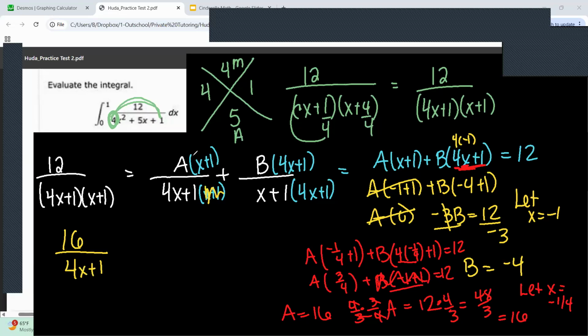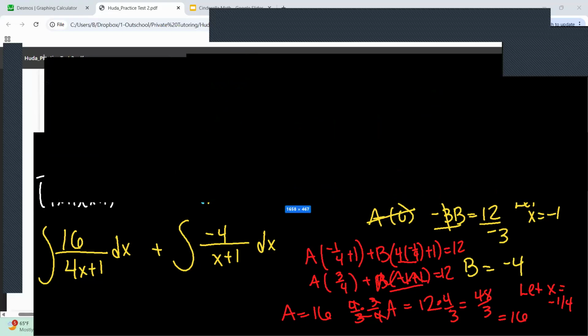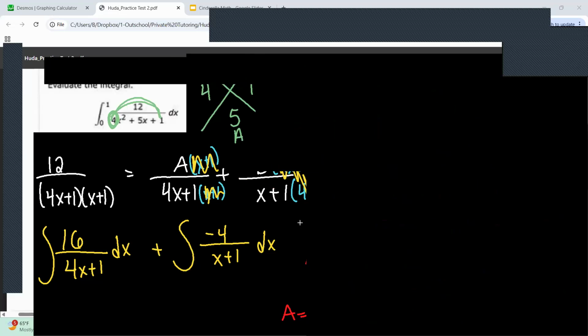So you're back to this here. And then we're going to integrate that with respect to x. Plus, we just got that B is negative 4 over x plus 1. So we're back to here. And we're going to integrate that with respect to x. Okay, I'm going to go up over some stuff, so pause me if you're still writing or absorbing. Oh, and this whole time we've been going from 0 to 1. I'll bring that back at the end.